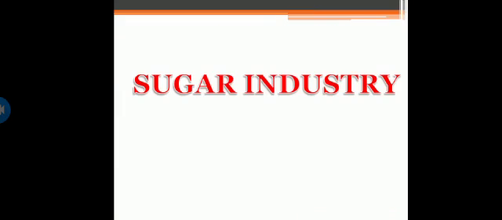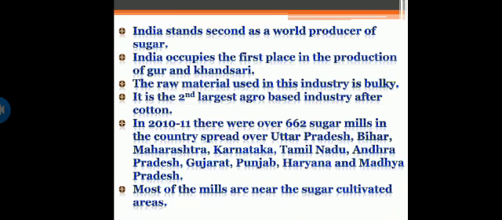Let us move on. The sweetest industry, that is the sugar industry. India stands second as the world producer of sugar. India occupied the first place in the production of gur and khansari. So sugar, gur and khansari are the three byproducts of sugar cane. Remember this, children. The raw material used in this industry is bulky. It is the second largest agro-based industry after cotton.